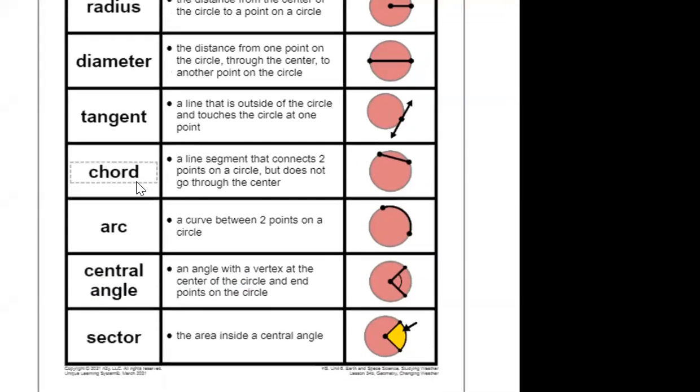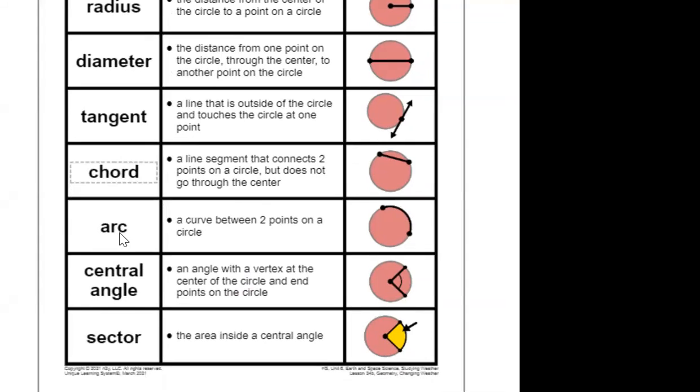All right, our next word is chord. A chord is a line segment that connects two points on the circle, but does not go through the center. So does it go through the center of the circle? No, it doesn't. Very good.